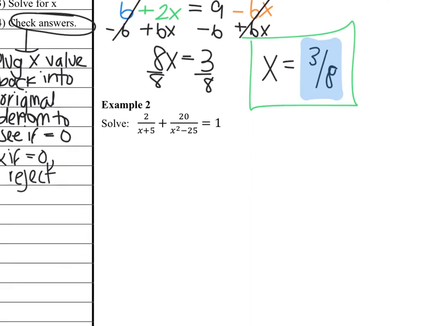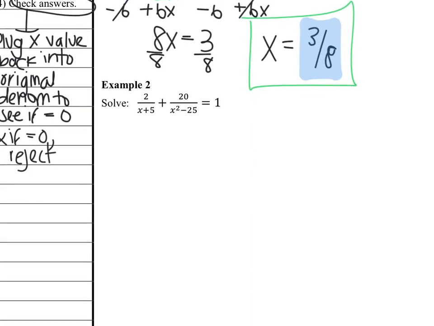We have 2 over x plus 5 plus 20 over x squared minus 25. So we're going to take this denominator and actually factor it. You should recognize that this factors very quickly and easily into x plus 5 and x minus 5. And then also turn this 1 on the right-hand side over 1 into a fraction.